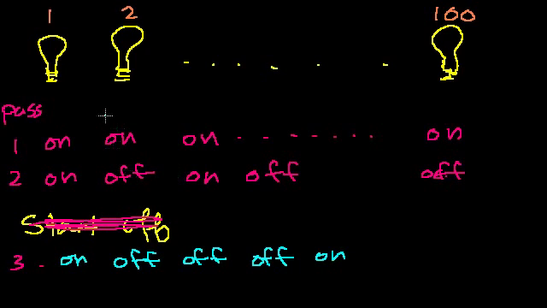But what I'm going to do is 100 passes. The first pass, I switch every light bulb. They all started off, so they're all going to be turned on. The second pass, I switch every other light bulb, or every second light bulb. The third pass, I do every third one, or every one that's a multiple of 3.